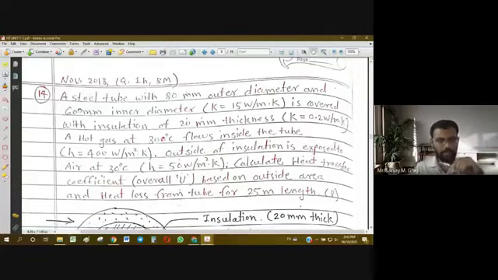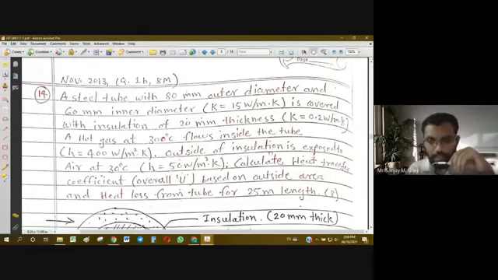The next problem is a steel tube with 80 outer diameter and 60 inner diameter, with K equal to 15 watt per meter Kelvin, covered with insulation of 20 thickness, with K equal to 0.2 watt per meter Kelvin. A hot gas at 300 degrees Celsius flows inside the tube. Small h, the heat transfer coefficient, is given for the gas. It is 400 watt per meter square Kelvin.